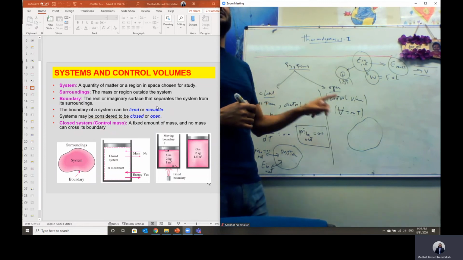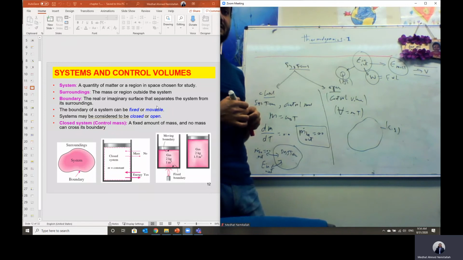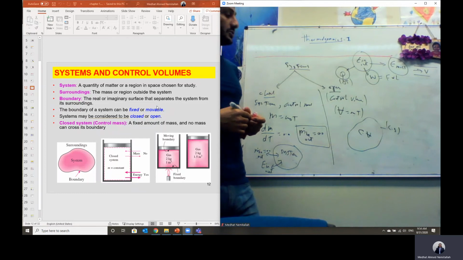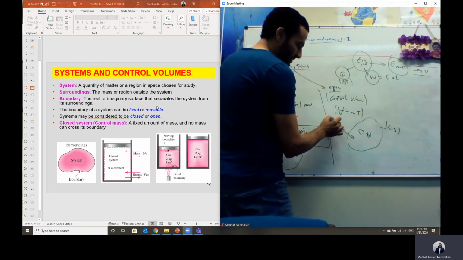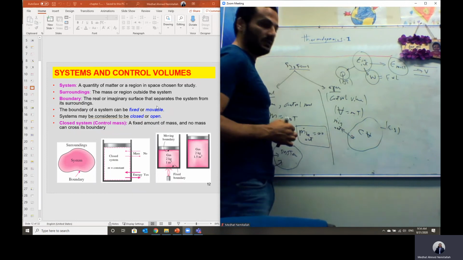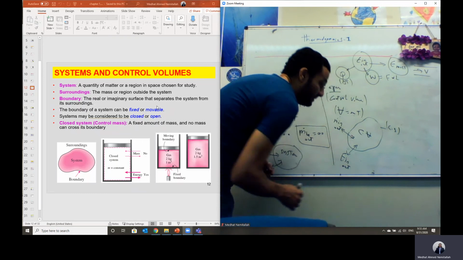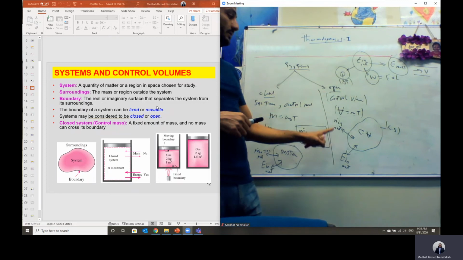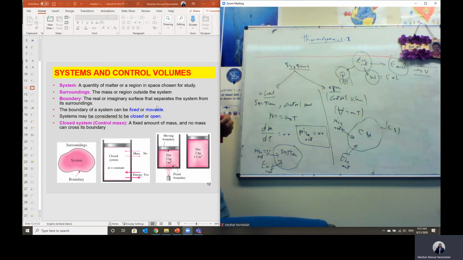So this boundary is an imaginary boundary, which is called the control surface. We give it the abbreviation CS, control surface. And this is our control volume, we give it CV. So this is the control volume or the open system. As this is an arbitrary region with an imaginary boundary, it allows for mass transfer. We may have mass in or mass out. And also it allows for energy transfer. We may have energy input to the system or energy leaving this system. So the open system allows for both mass transfer and energy transfer.